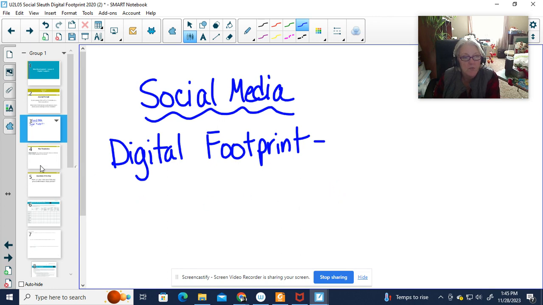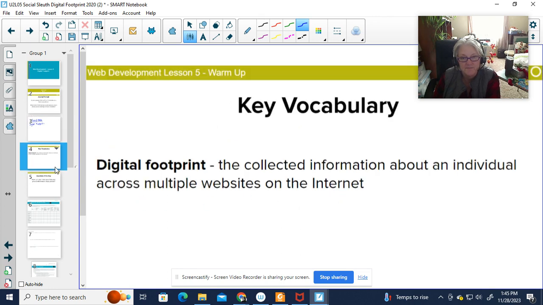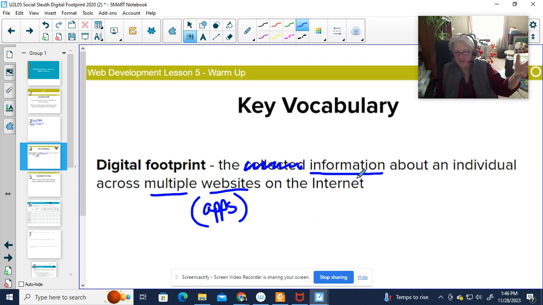Okay, so a formal definition is going to look like this. Collected information. You don't even necessarily have to say collected, I would just say information about somebody, an individual, across multiple websites. This could also be apps on the internet. Taking all of that information, piecing it together, and coming up with your presence on the internet. Pause it if you need to get all of this information down.